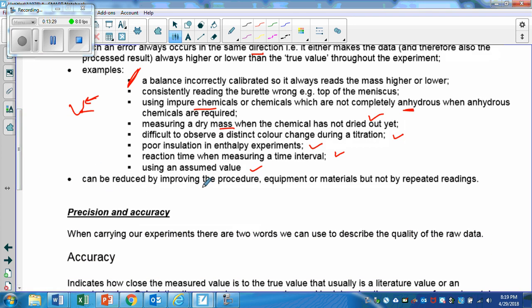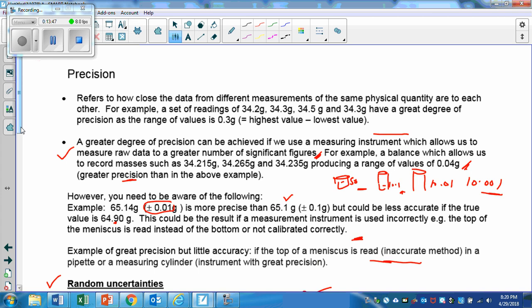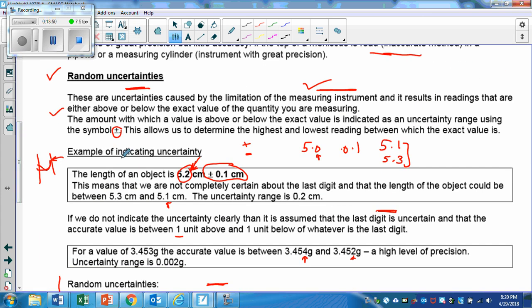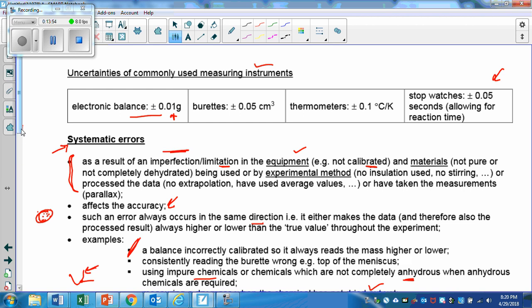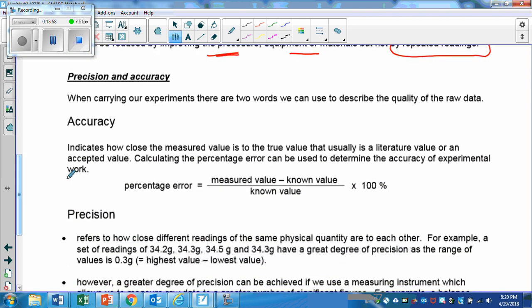They can be reduced by improving the procedure, equipment, or material, but not by repeated trials. Because if your equipment is not calibrated properly, no matter how many times you repeat, you will not get the right data. So this is a very important topic in reference to your exam. You must understand the difference between a random error, what are the examples of random error and how you can eliminate it, and systematic error, what are the examples of systematic error and how you can eliminate it. The next topic, as we have talked earlier, is precision and accuracy.